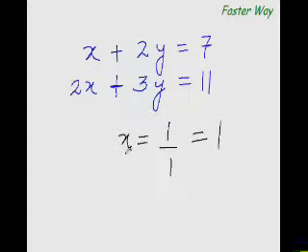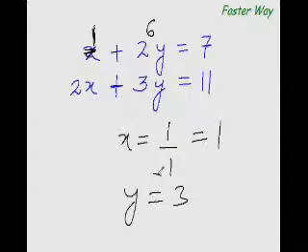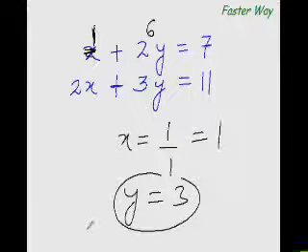Now once you have the value of one variable, finding the other variable is very simple, isn't it? Now substitute this value of x in any of these two equations. So I'll prefer this equation, so I'll put 1 here. Alright. Now you know that 1 plus something equal to 7. So you know that it is 6. 1 plus 6 equal to 7. So 2 times what equal to 6? 2 times 3 equal to 6. So y equal to 3, and there you have solved the equation.